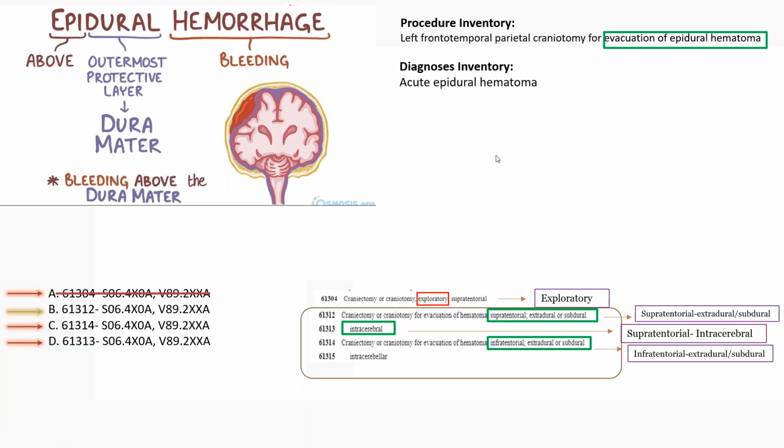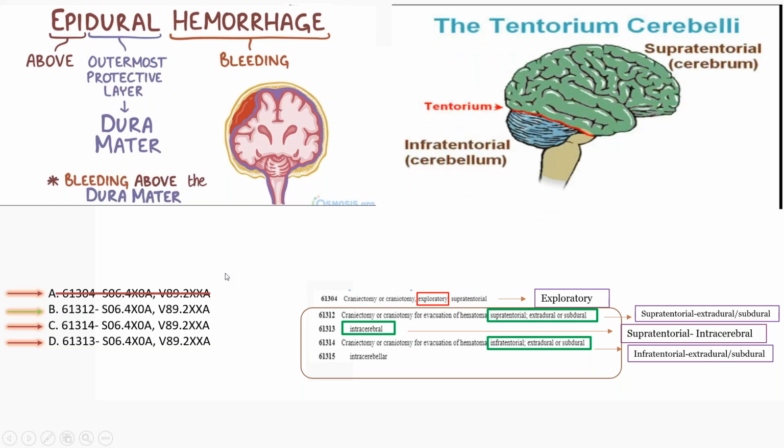The key thing for solving this scenario is to locate where the hematoma is. All the options except option A are coding for evacuation of the hematoma, and they are all differentiated by where the hematoma is located. You can see terms like supratentorial and infratentorial all over the place, and let me explain what supratentorial and infratentorial are.